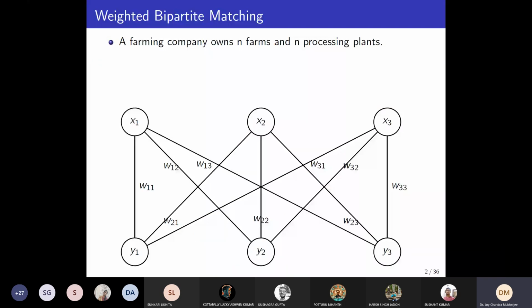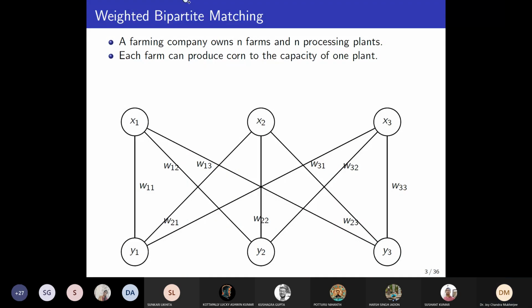So first we'll try to understand what the problem is. The problem was as follows. A farming company has 3 farms. Here there are n farms, and n is 3 in this picture. 3 farms and 3 processing plants. Okay. Now each farm can produce corn up to its capacity for the plant.